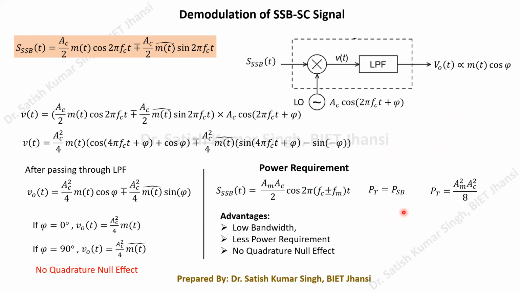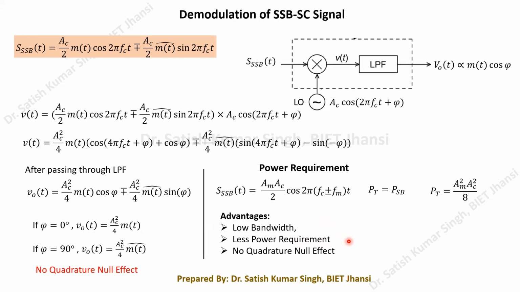So I hope this discussion is clear. If you have any query or doubt, let me know in the comment box. You can see the advantages of the SSB signal: it has low bandwidth requirement, less power requirement, and no quadrature null effect. However, this scheme is not very simple. It is a little complex scheme. Its demodulation is complex, and its modulation is also a little bit complicated, but it offers certain advantages.